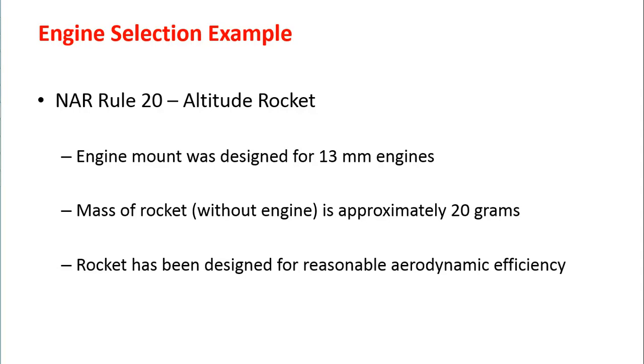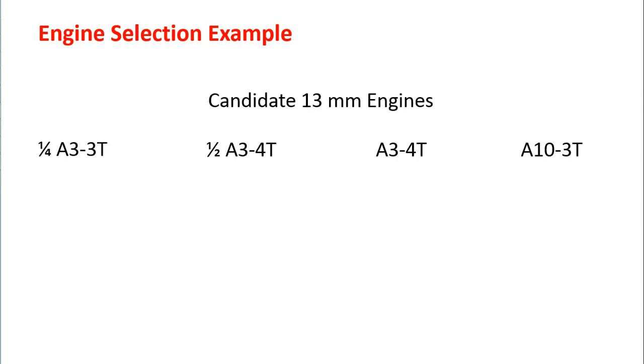We'll assume that we've done a preliminary design and we've concluded that the mass of our rocket is going to be approximately 20 grams without the engine. And we have designed it so that it has reasonable aerodynamic efficiency. Since we are using a 13mm engine mount, we will obviously need to use a 13mm engine. There are probably some others too, but the 1/4 A3-3T, the 1/2 A3-4T, the A3-4T, the A10-3T are four candidate engines that could definitely be used given a 13mm engine mount.